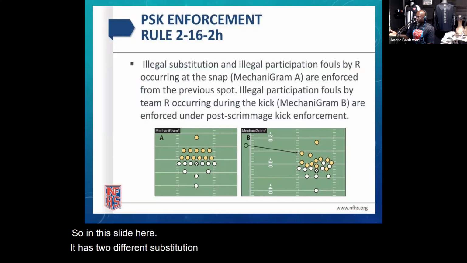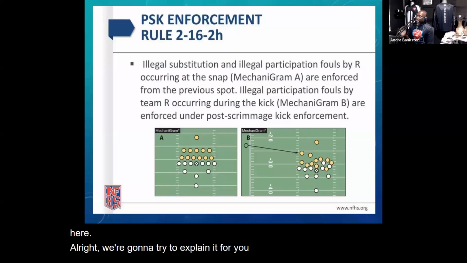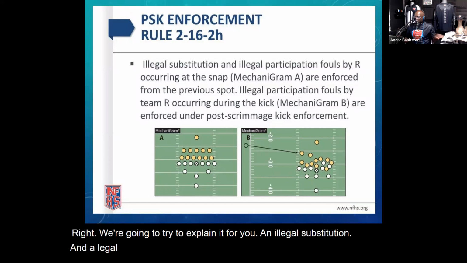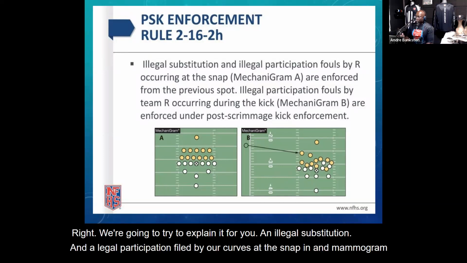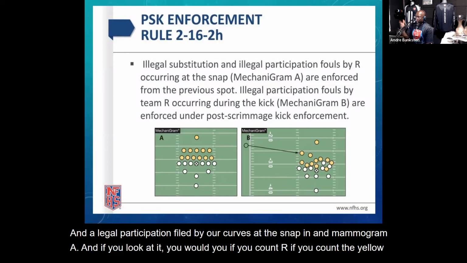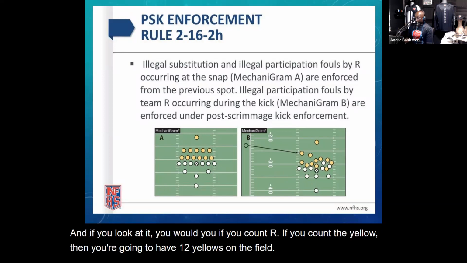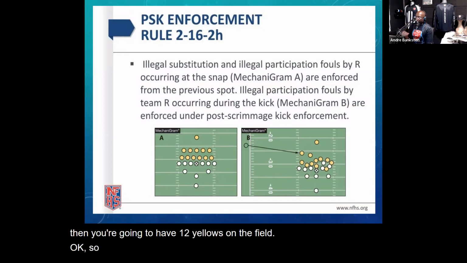So in this slide here, it has two different substitution fouls. And we're going to look at both of them here, right? And we're going to try to explain it for you. An illegal substitution and an illegal participation foul by R occurs at the snap in diagram A. And if you look at it, if you count R, if you count the yellow, then you're going to have 12 yellows on the field. Okay. So obviously this doesn't become a foul until the ball is snapped. So we throw a flag.